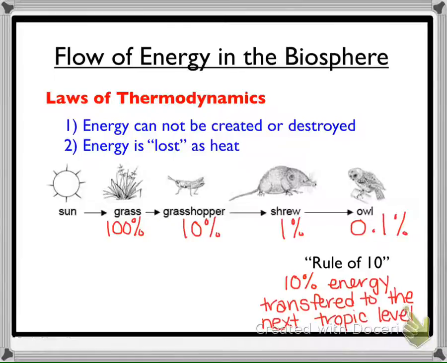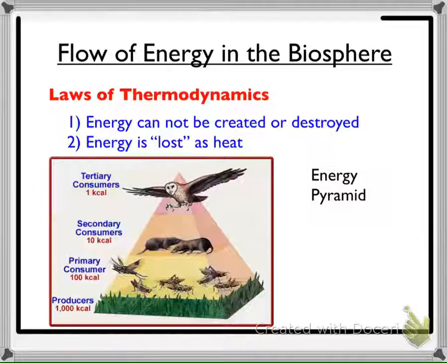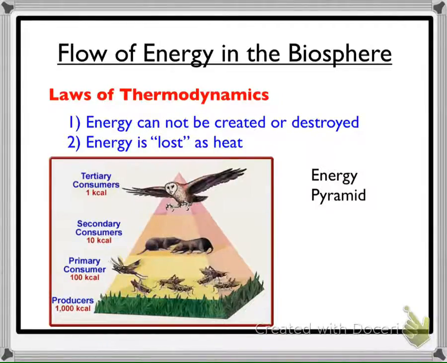So, the laws of thermodynamics, in particular the second law of thermodynamics, in conjunction with this rule of 10, leaves us with something called an energy pyramid. And the energy pyramid shows the relative number of individuals at each trophic level based on the amount of energy that they have available to them.